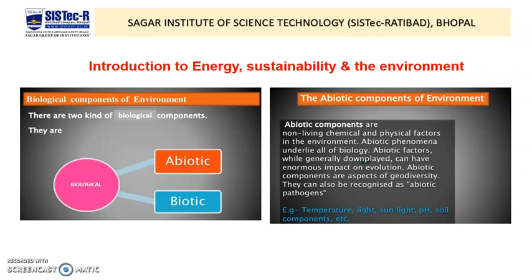Now, biological components of environment. There are two kinds of biological components. They are abiotic and biotic. Abiotic components refer to the non-living, chemical and physical components. Therefore, both abiotic and biotic resources affect survival process for human beings.